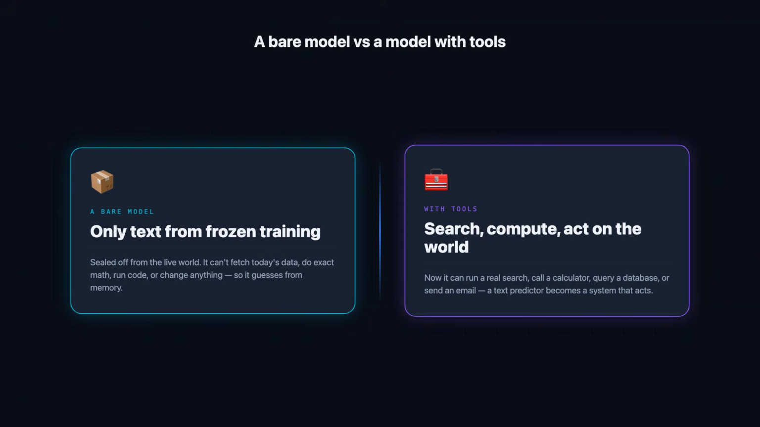Give that same model tools, and the box breaks open. Now it can run a real search for current information, call a calculator for exact math, query a database, or trigger an action like sending an email. It stops being a closed text predictor and becomes a system that can reach out and do things. The intelligence stays in the model, but the reach comes from the tools you connect.